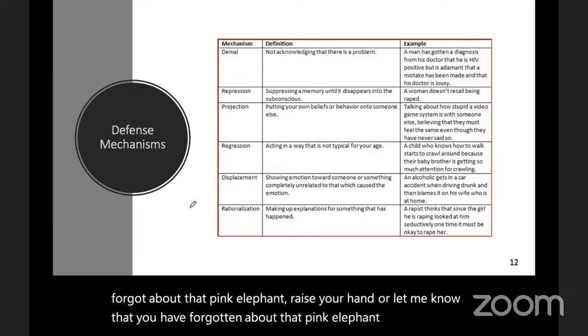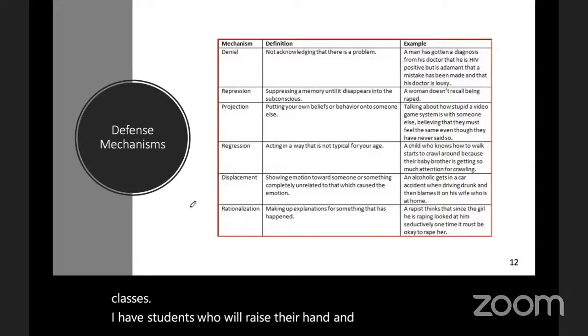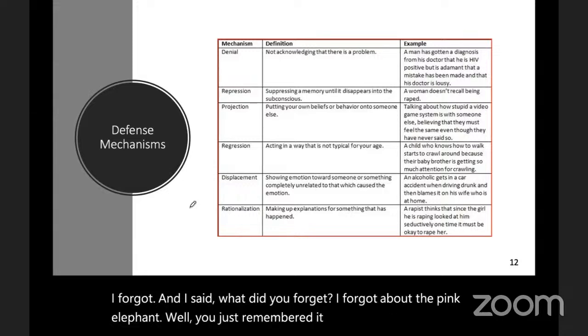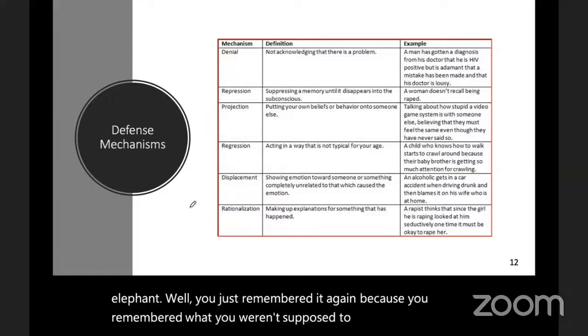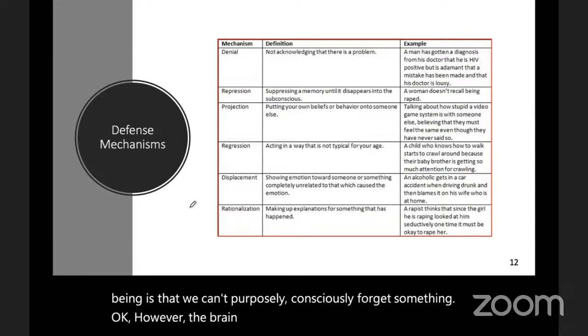And indeed, in classes, I have students who will raise their hand and say, Dr. Peterson, I forgot. And I said, what did you forget? I forgot about the pink elephant. Well, you just remembered it again because you remembered what you weren't supposed to recall. So the point is that we can't purposely, consciously forget something. However, the brain does have protective mechanisms.